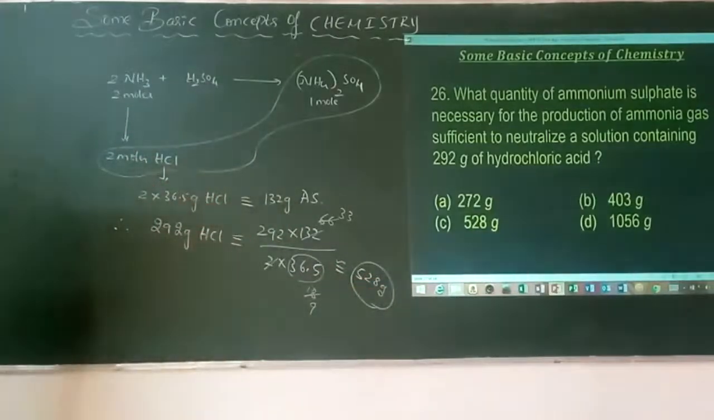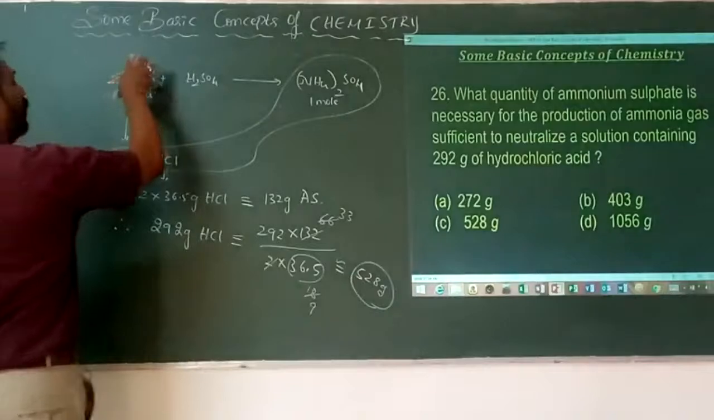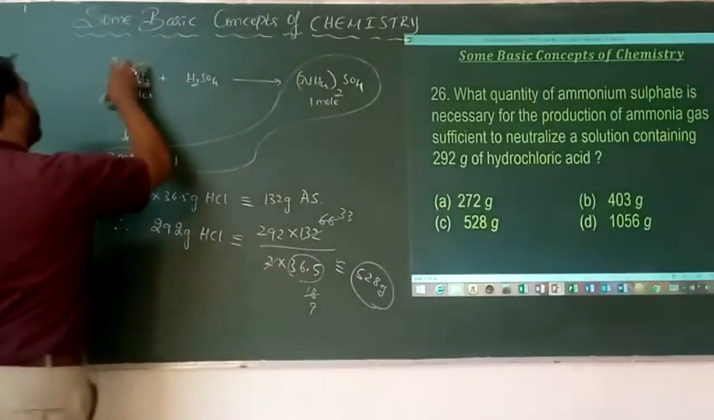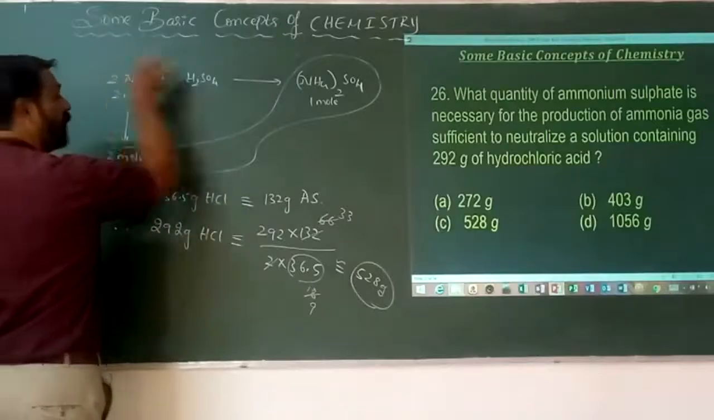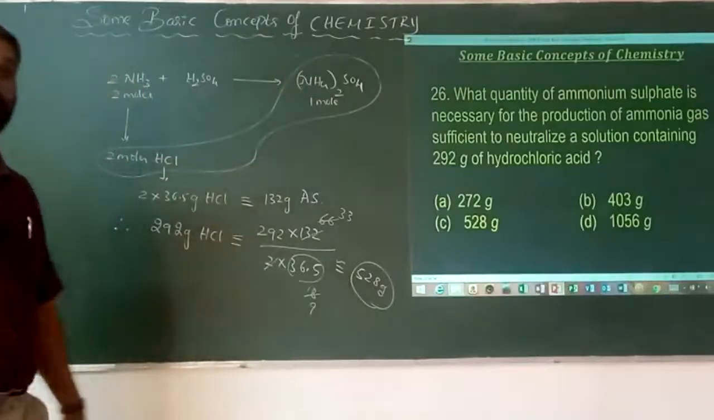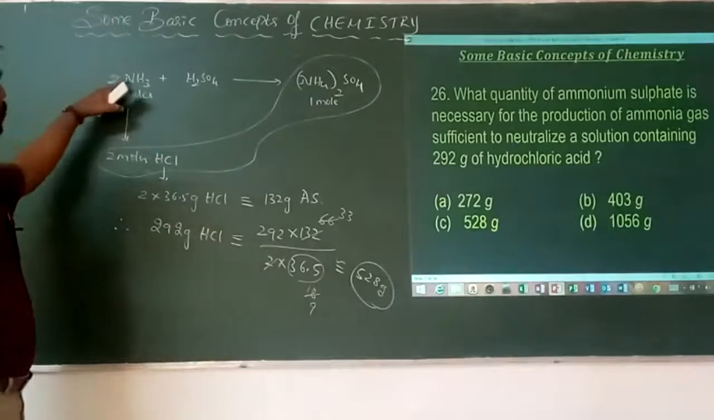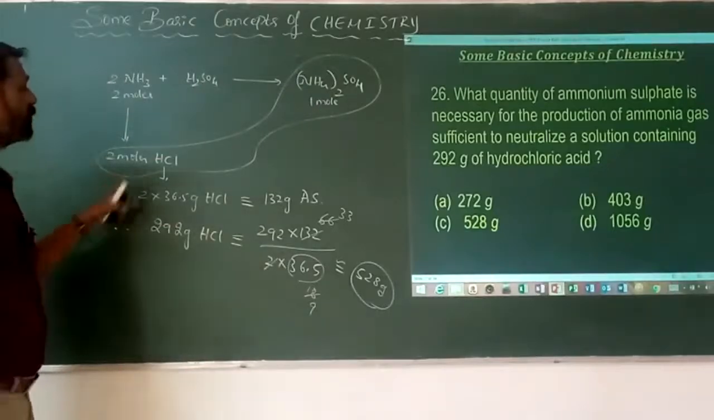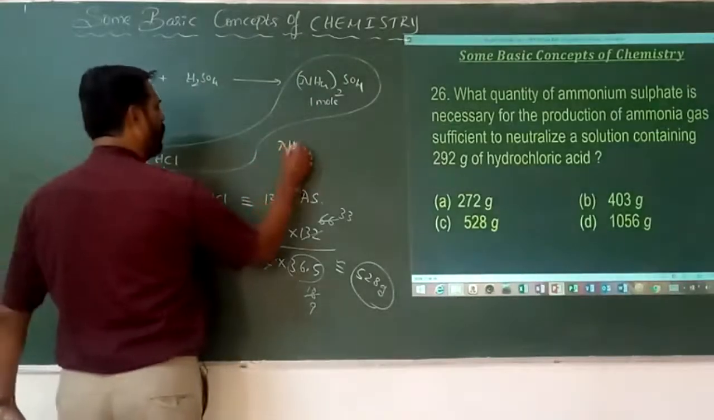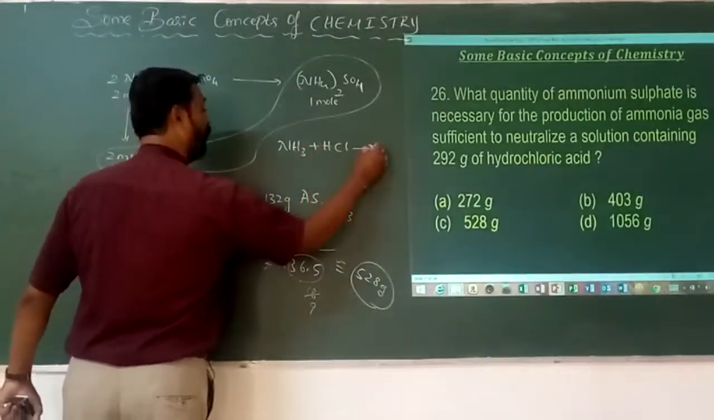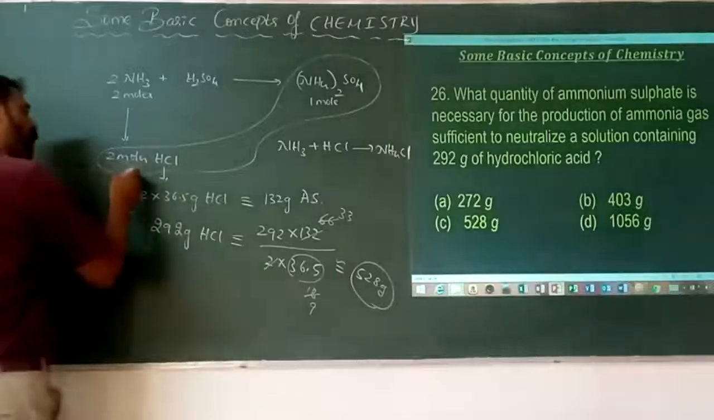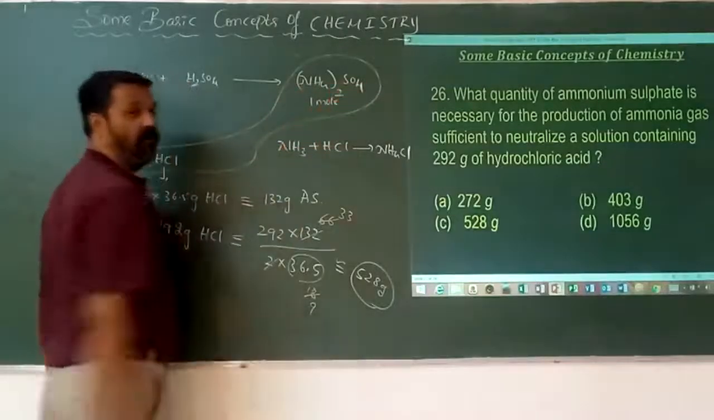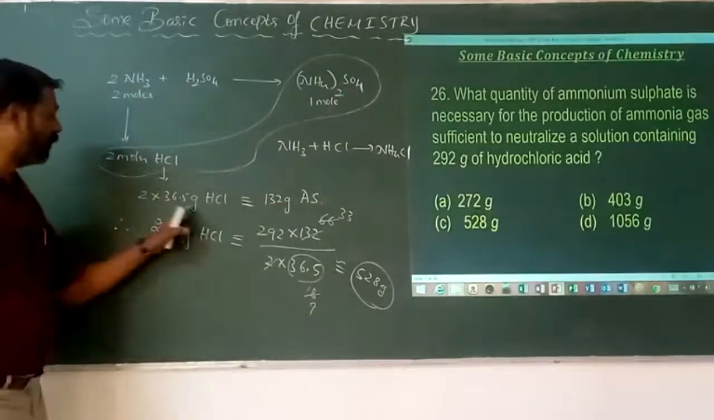520 means, first you have to think how ammonium sulfate is obtained by the neutralization of 2 moles of ammonia with 1 mole of sulfuric acid. That shows that 2 moles of ammonia is equal to how much? 1 mole of sulfuric acid. Similarly, 2 moles of ammonia is also equal to 2 moles of HCl. Why? Because NH3 plus HCl gives rise to what? NH4Cl. Therefore, 2 moles of HCl must again be equivalent to 1 mole of what? Ammonium sulfate.